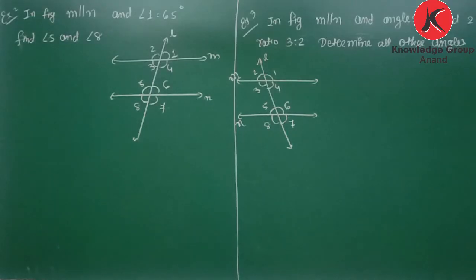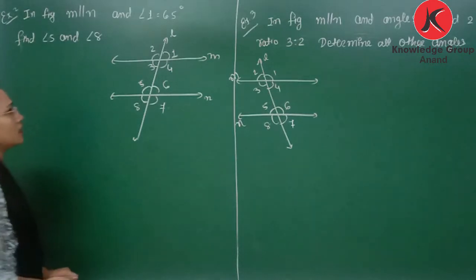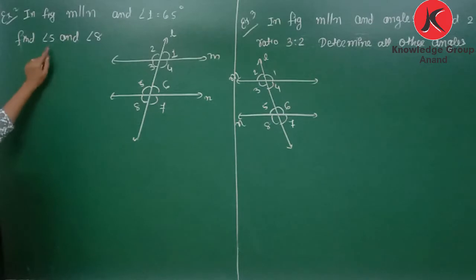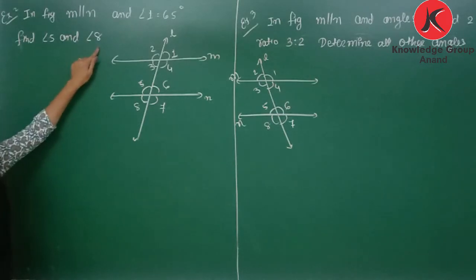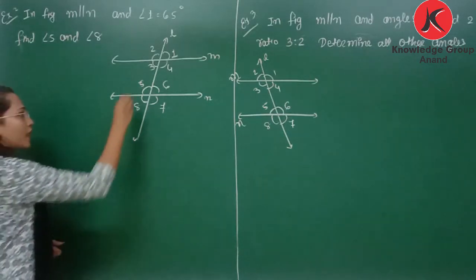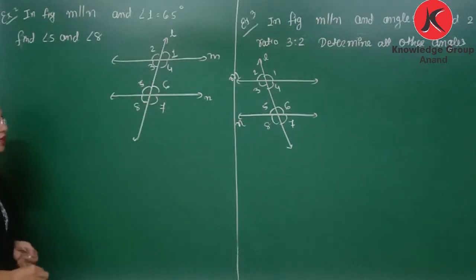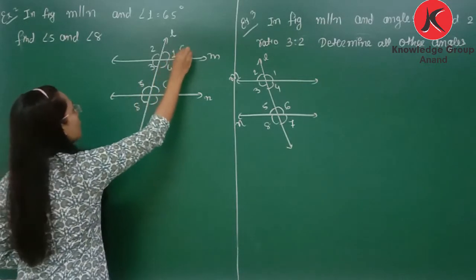Now let's take the next example. Here in the figure, m and n are parallel lines. Angle 1 is 65 degrees. You need to find angle 5 and angle 8. Here is angle 5 and here it is angle 8. So here you can see angle 1 is 65.